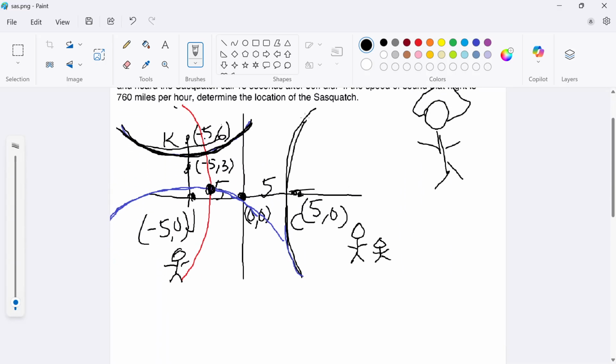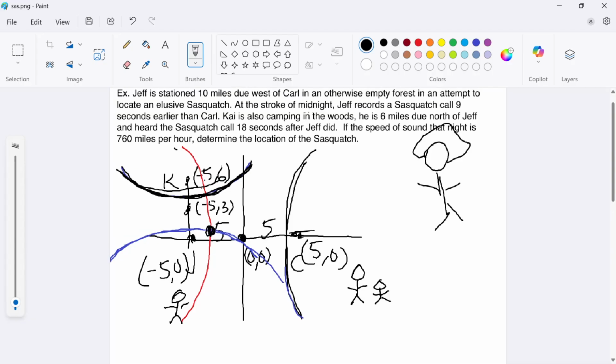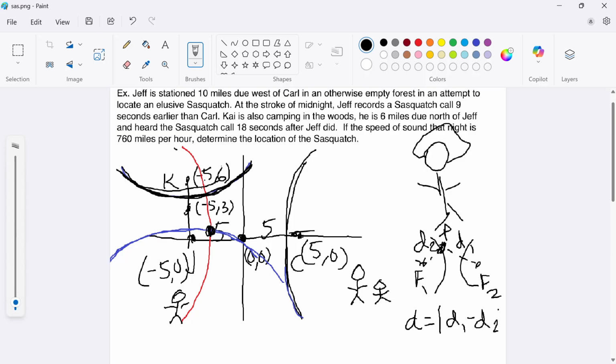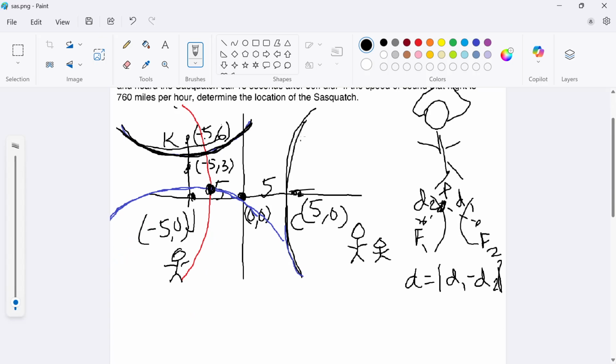So there's a concept with hyperbolas where if these are the foci, F1 and F2, and I take some point, this is just point P, then the distance between F2 and point P I can call D1. The distance between this other focus, the closer one, and P, I'll call D2. And D is equal to the absolute value of D1 minus D2. That way, if you get them backwards, you've got that absolute value. So make sure it's always positive. If it comes out to a negative number, just drop the negative sign.